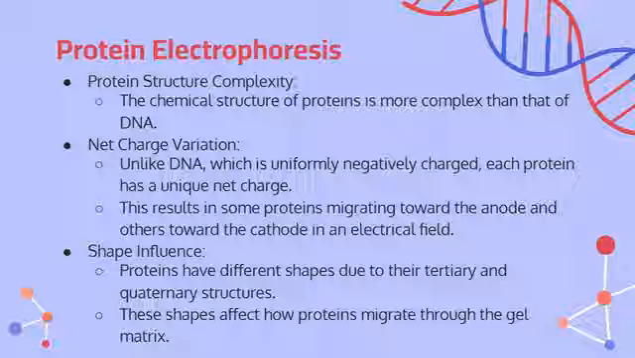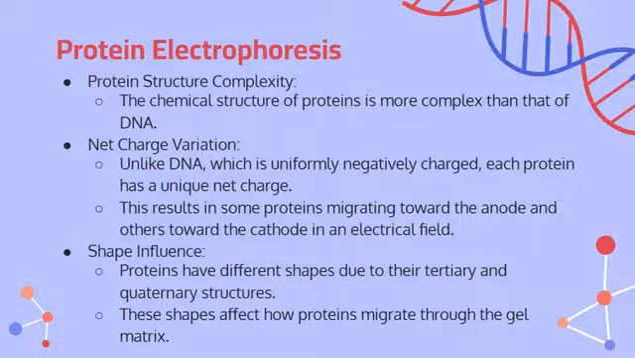This results in some proteins migrating towards an anode and others migrating towards a cathode, the positive and negative sides of the electrical field. We can also see shape influence the protein's movement within that PAGE gel. Proteins have different shapes due to their tertiary and quaternary structures, and these shapes affect how proteins migrate through the gel.